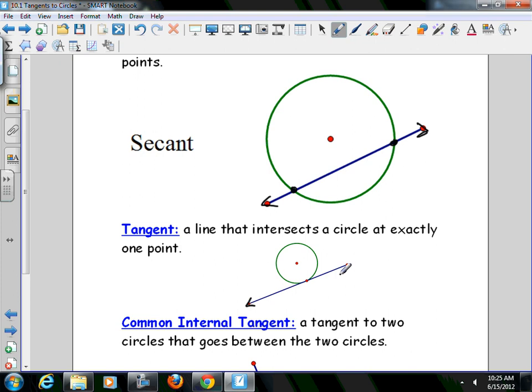And again, I'm going to put arrows on the end to represent a line. A tangent is a line that intersects a circle at exactly 1 point. See, it goes through it at just this 1 point right here.